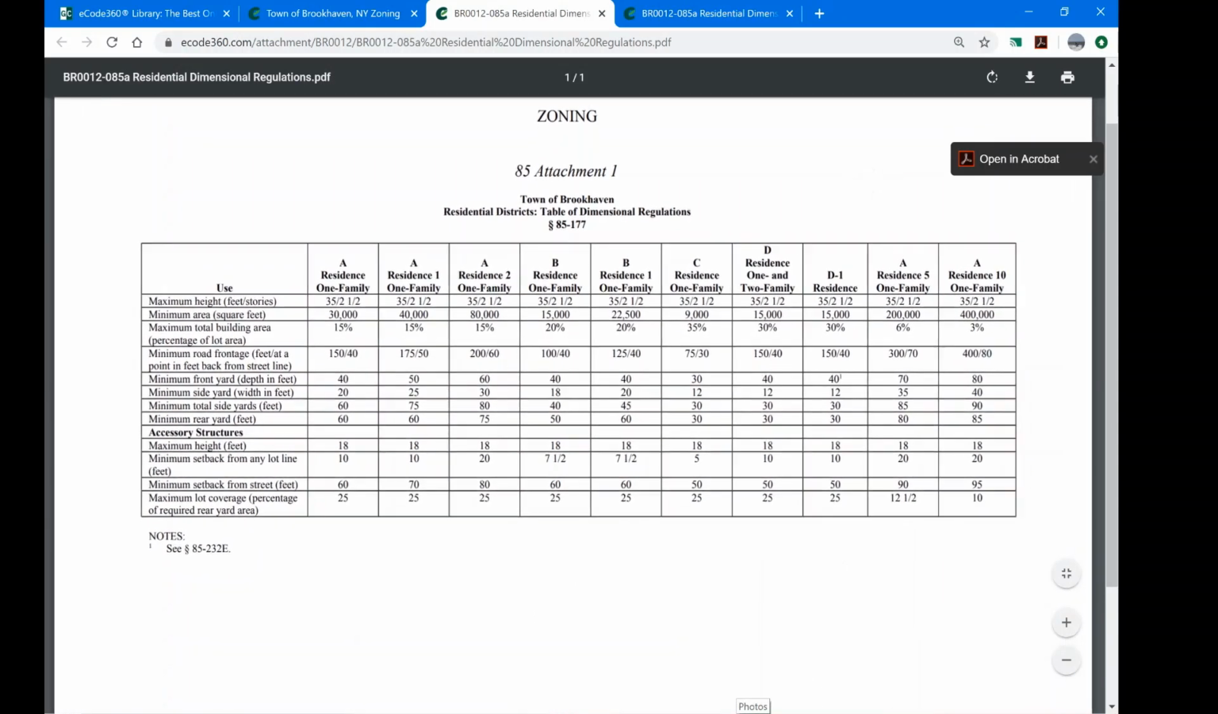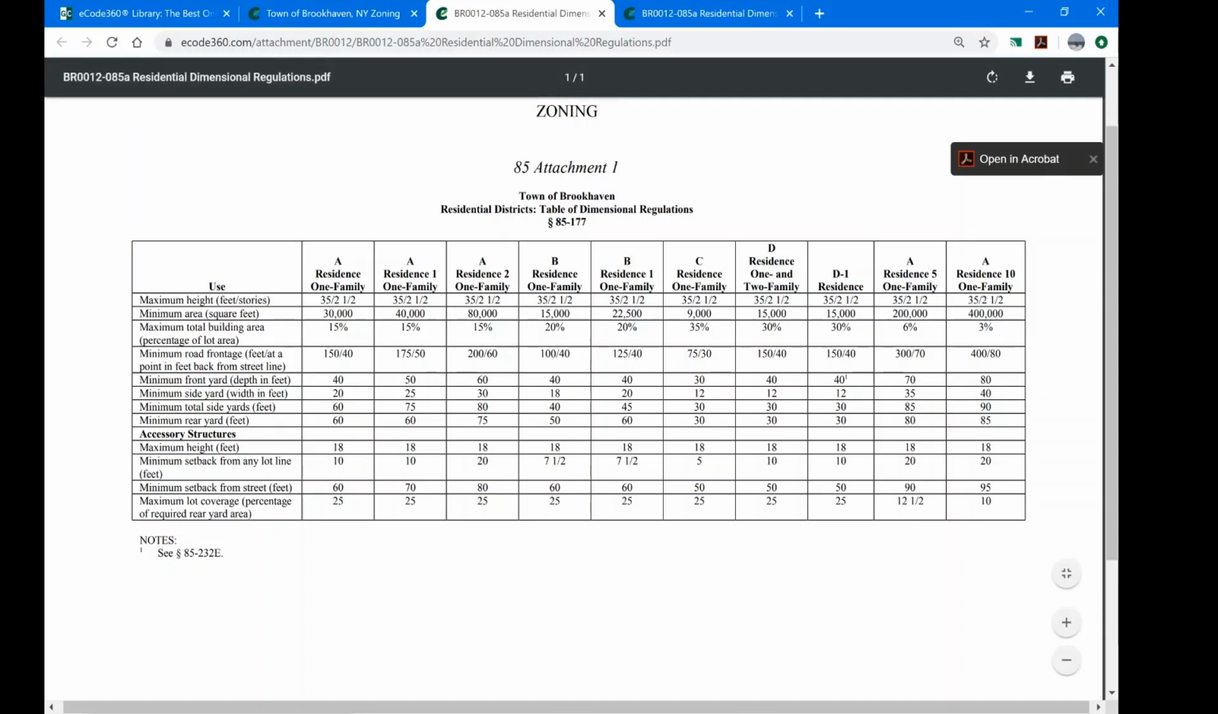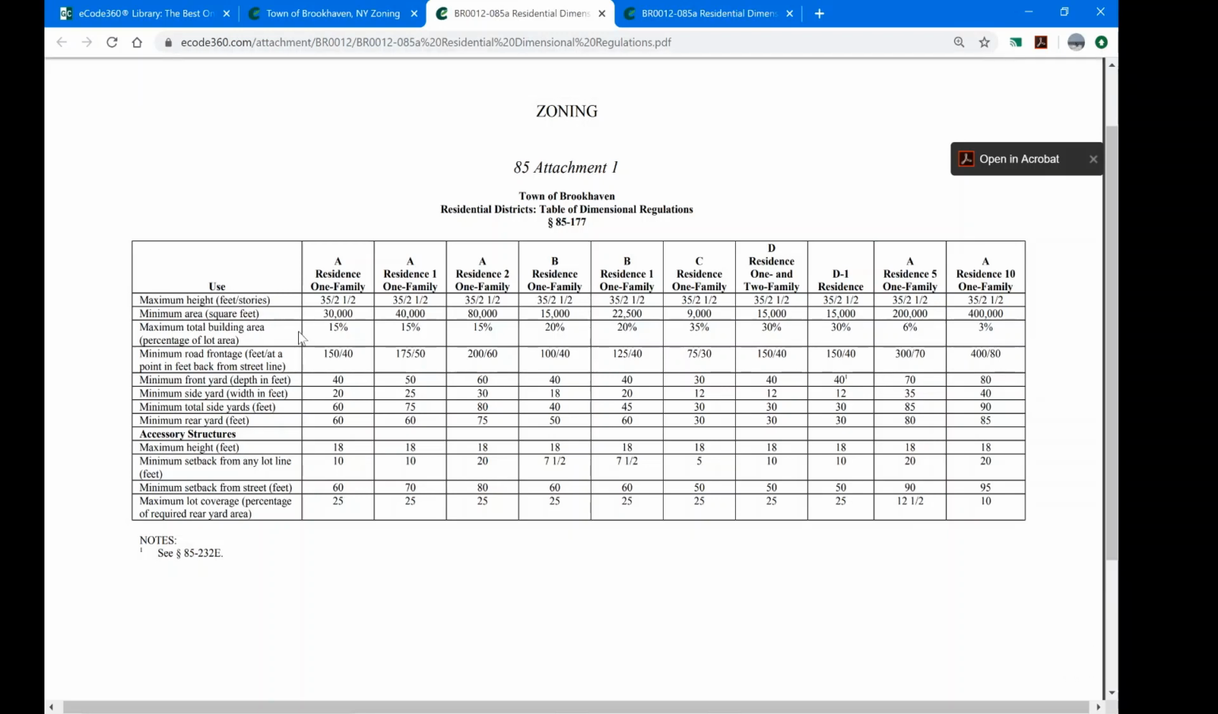And this is what we have. Along the top row, we have the different types of districts: A residence 1, A residence 2, B residence 1, and you can read the rest of them. Down the first column, we have the uses where these dimensions are going to come into play. The first one is the maximum height in feet/stories. So your building cannot be more than 35 feet or 2 1/2 stories.